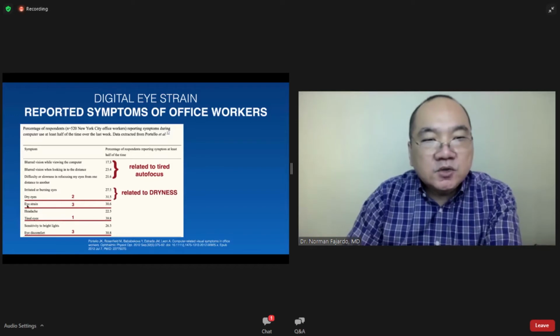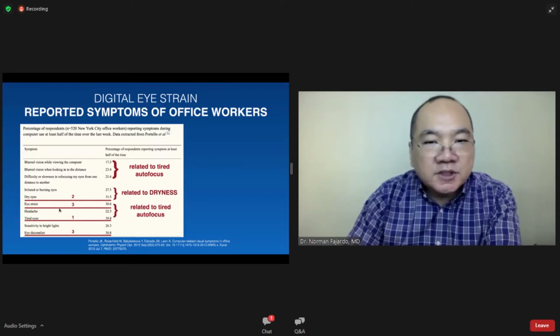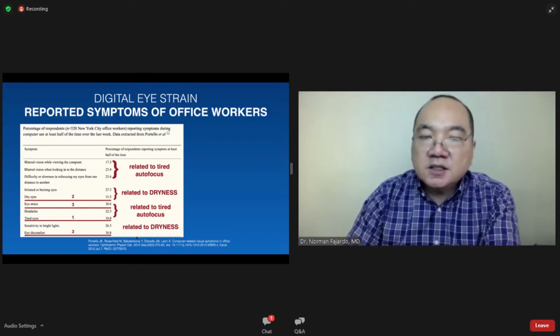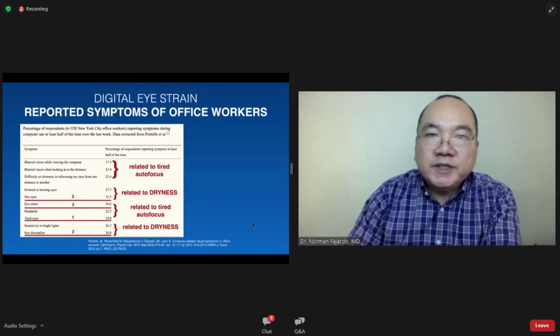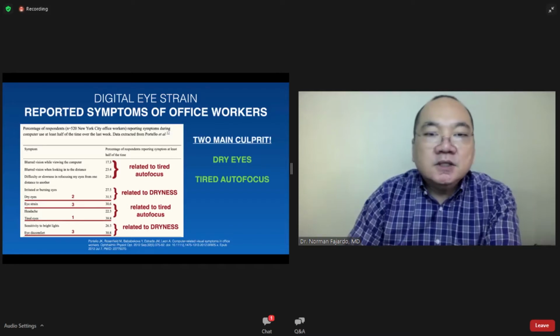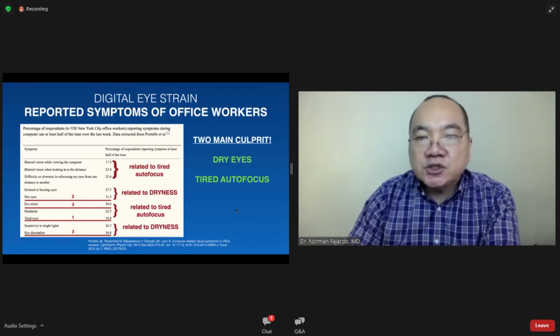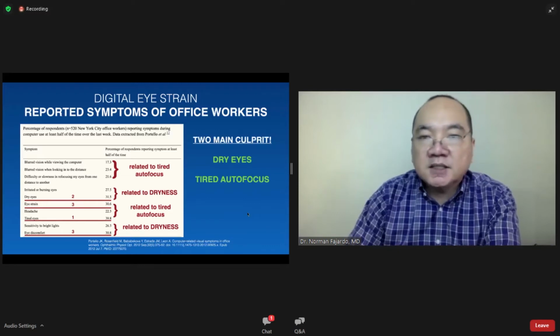Similarly, these two reported symptoms are related to dryness, as well as these two reported symptoms are related to tired focusing of the eyes. And lastly, dryness as well. So the culprit in digital eye strain is actually just dry eyes and tired autofocusing abilities of our eyes.